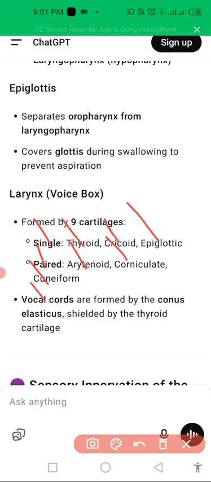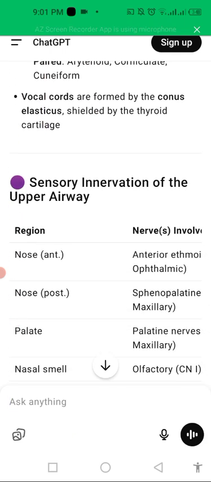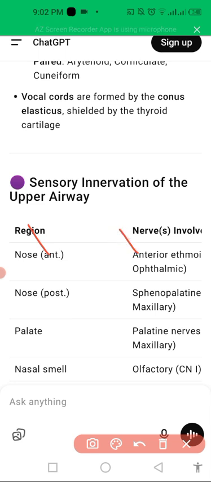Vocal cords are formed by the conus elasticus, shielded by the thyroid cartilage. Next is the sensory innervation of the upper airway. The nose anteriorly is innervated by the anterior ethmoidal and ophthalmic nerve. The nose posteriorly is innervated by the sphenopalatine or maxillary nerve. The palate is supplied by the palatine nerves from the maxillary branch.